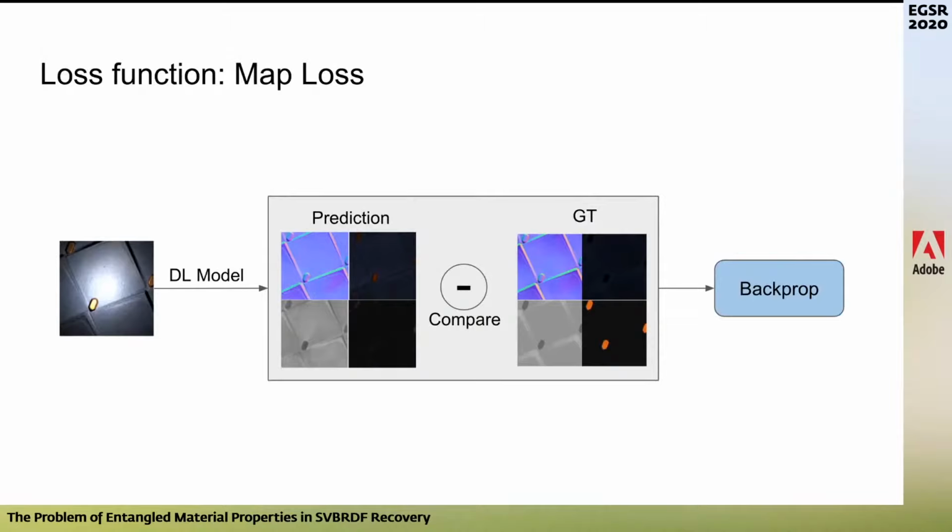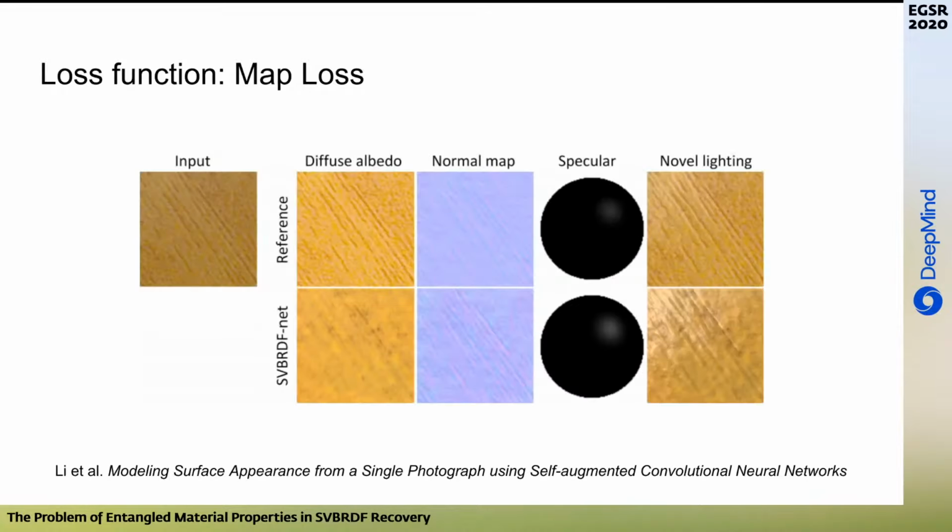For the choice of our loss function for supervised training of the deep learning model, the first option that comes to mind is to use an L1 or L2 loss on the predicted material property maps compared to the ground truth maps. This was the loss function adopted by some of the earlier works in this domain. As an example of using the map loss for training the neural network, we can refer to Lee et al.'s work, which trains an encoder-decoder architecture using the map loss. However, we can see that even though the recovered material properties look reasonable qualitatively, the re-rendering of the material does not resemble the original material capture too well.